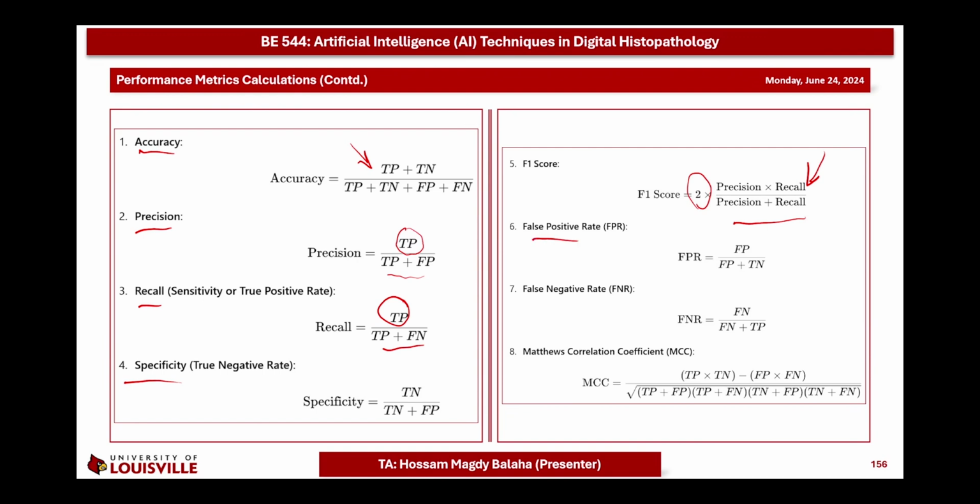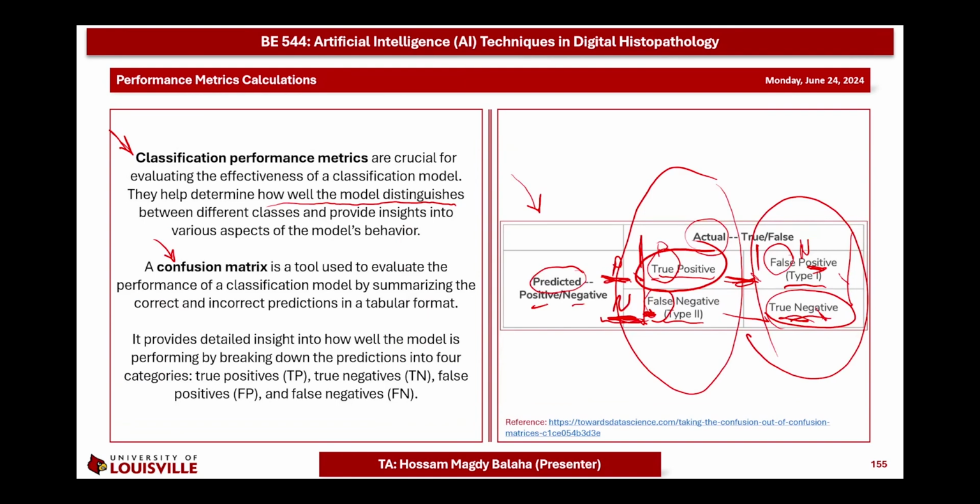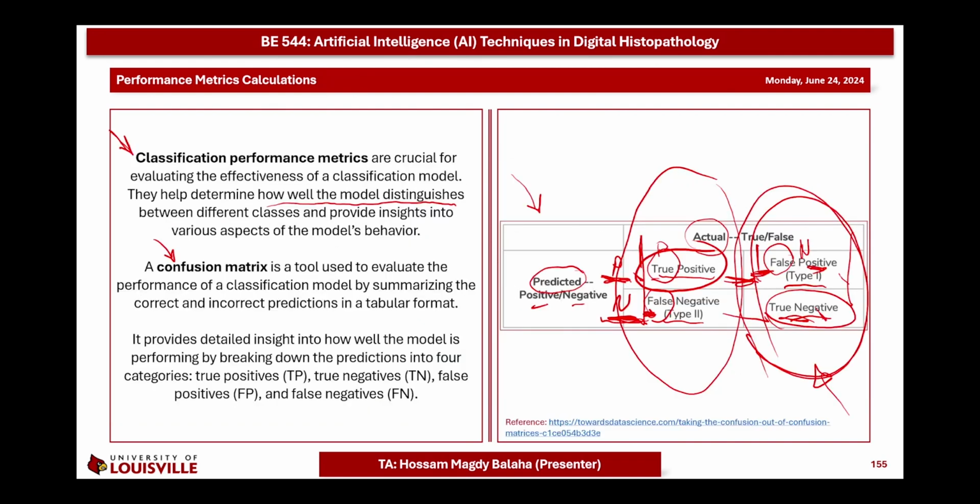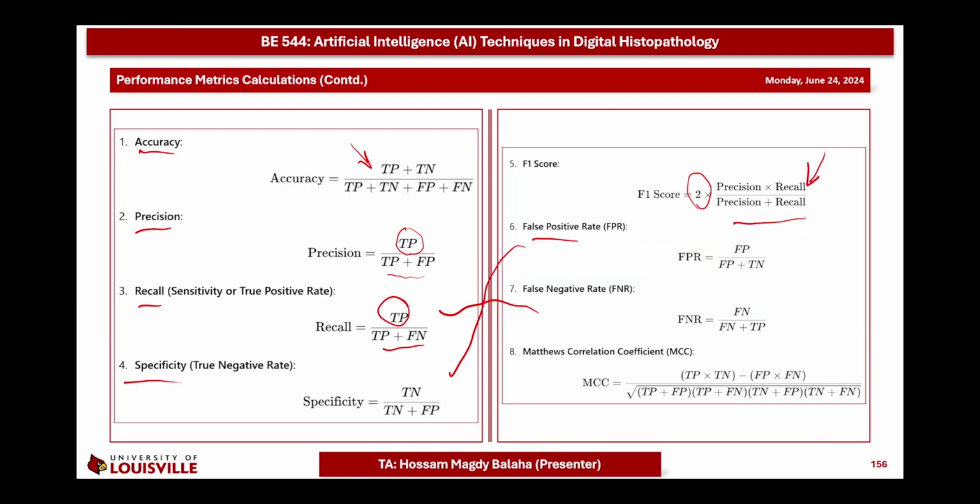False positive rate is the opposite of specificity. It's the proportion of actual negatives that are incorrectly identified as positive. So if in specificity we were dividing true negative, now we are dividing false positive over the summation of that column. And false negative rate is the opposite of recall. It reflects the proportion of actual positives that are incorrectly identified as negative. So here we will divide false negative over false negative plus true positive.